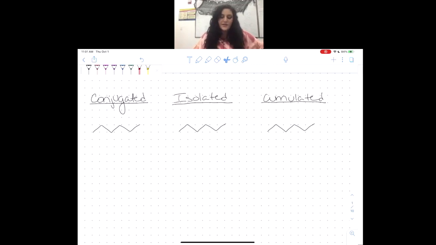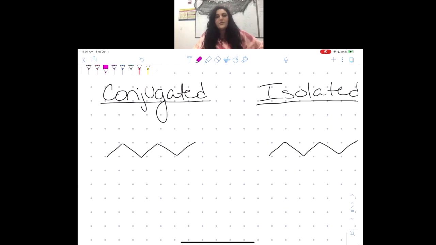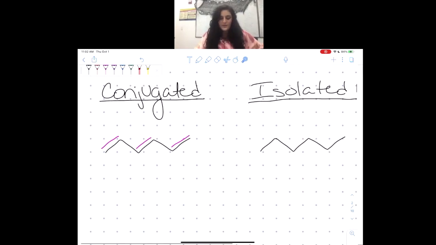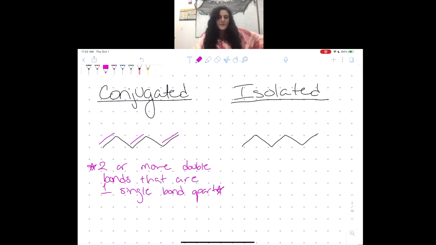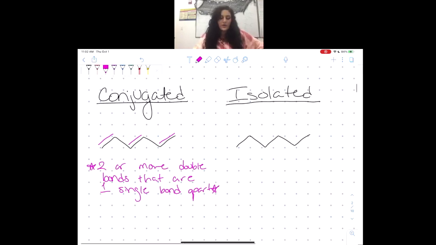So conjugated just means that we have two or more double bonds that are one single bond apart. Such as this, we have double bond, single bond, double bond, and we can even go further and also put this into conjugation. So to summarize, we are going to write that conjugated means we have two or more double bonds that are one single bond apart. So now isolated is similar, except we have double bonds that are more than one carbon apart.